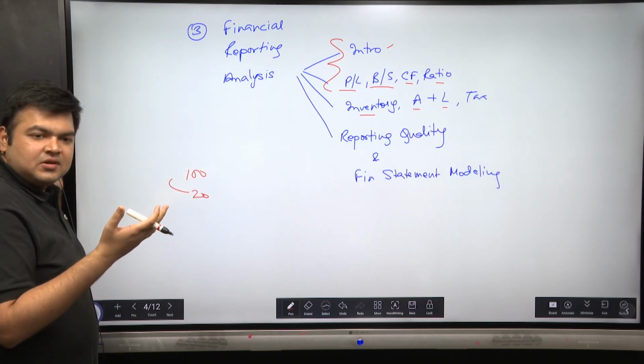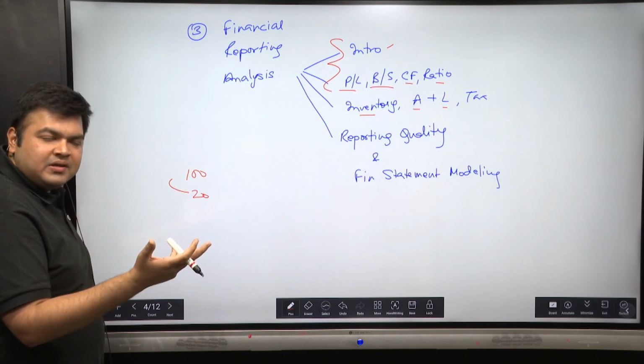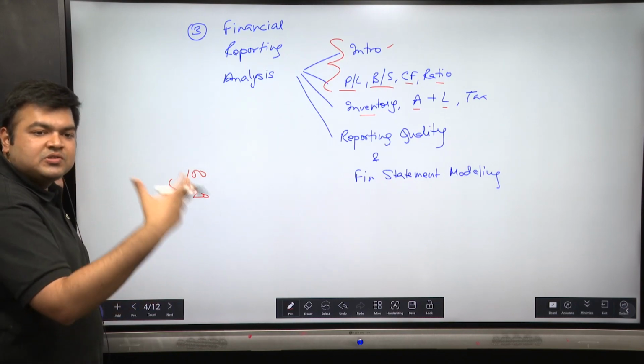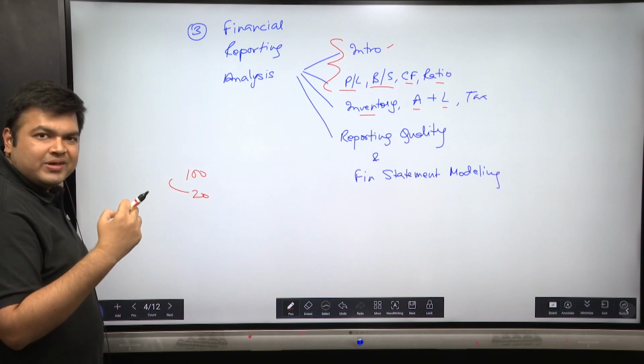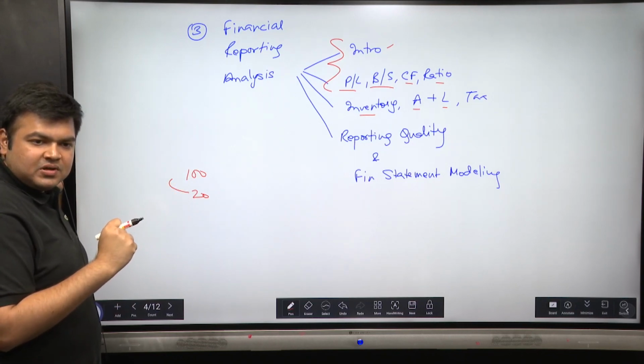Then liabilities. Companies might take loans, so there are liabilities. Pension liabilities: companies have to pay a lot of pension for their employees, etc. So how do we study those liabilities, right?